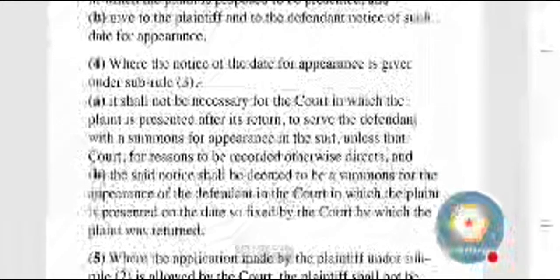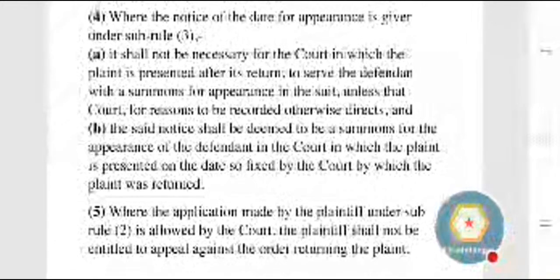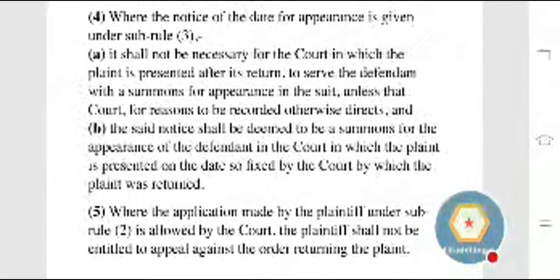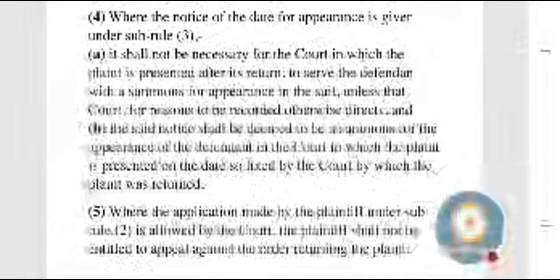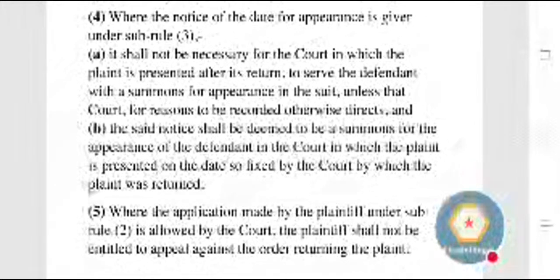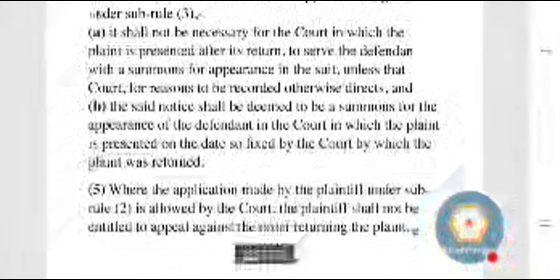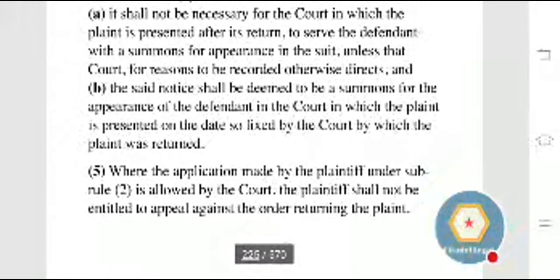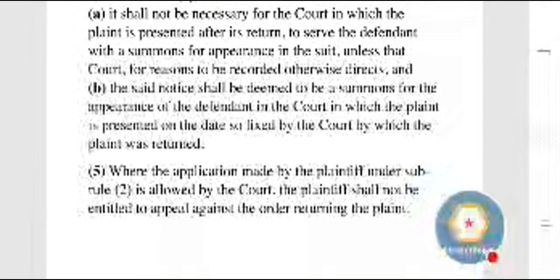And sub-rule 4 says where the notice of the date of appearance is given under sub-rule 3, clause A says it is not necessary for the court in which the plaintiff is presented after his return to serve the defendant with a summon for appearance, because he has already appeared. So it is not necessary for the court in which the plaint is presented after return to serve the defendant with a summon for appearance in the suit, unless that court, for reasons to be recorded, otherwise directs. And B, the said notice shall be deemed to be a summon for the appearance of the defendant in the court in which the plaint is presented on the date fixed by the court by which the plaint was returned.